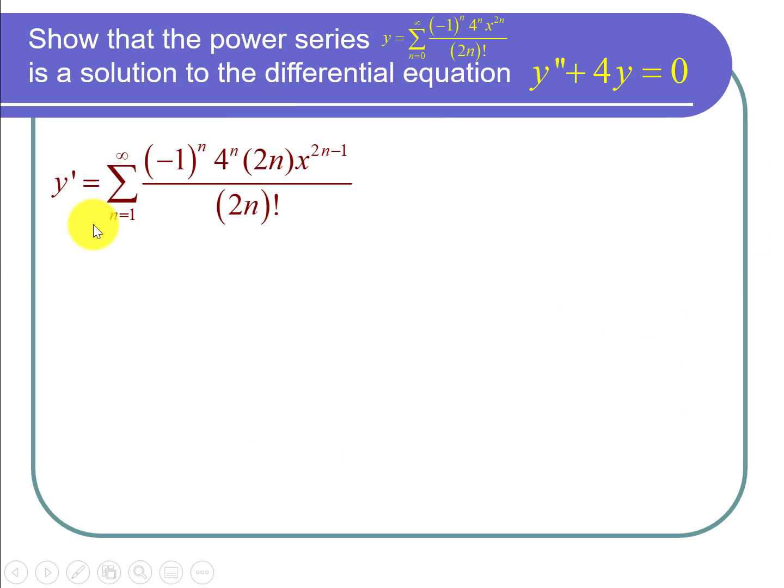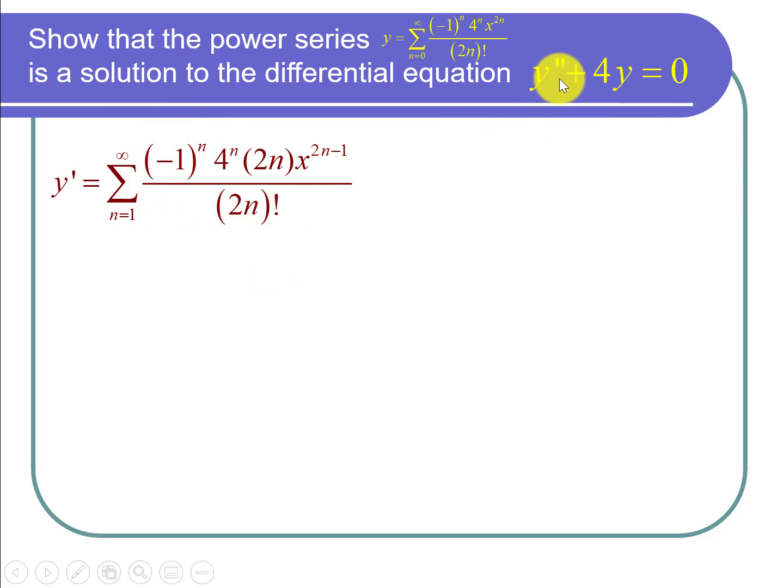So what we can say is that the derivative of y is equal to the summation n equals 1 to infinity. 1 because when we take a derivative, notice that we started with an x^(2n), and if n is 0, that part goes away. So that's why we start at n equals 1. So n equals 1 to infinity of (-1)^n, 4^n, 2n, x^(2n-1), because the derivative of x^(2n) is 2n times x^(2n-1), over (2n)!. Notice that these constants stayed.